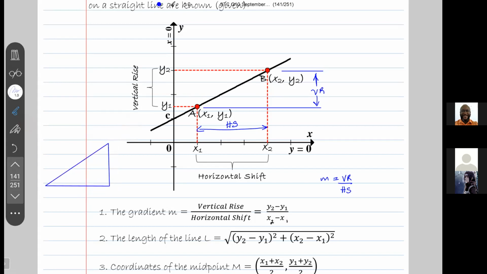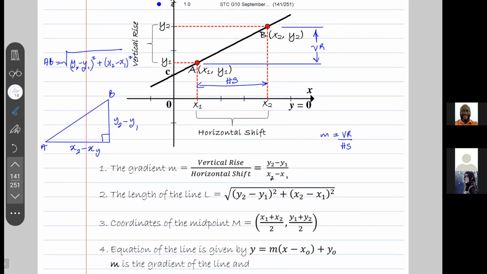Let's say that this is y2 minus y1. This is A and this is B. And this is x2 minus x1. Pythagoras theorem is saying that AB would be equal to the square root of y2 minus y1 squared plus x2 minus x1 squared. So the formula is actually Pythagoras theorem. When you get a chance, you can think about that.